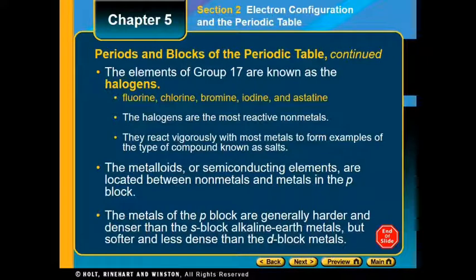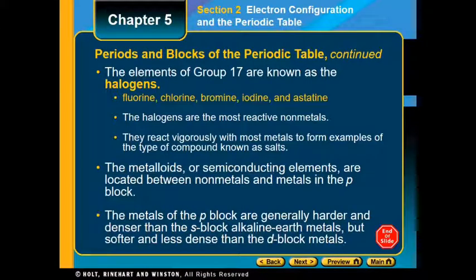And then with our metalloids, metalloids are semiconductors. They are located in the P block along our stair-step line. And then we do have several metals in that lower left corner within the P block. These are generally harder and denser than S block metals, but softer and less dense than your D block metals. So make sure you get that down as differences for those P block metals. And your P block metals, your tin and your lead fall within that category.